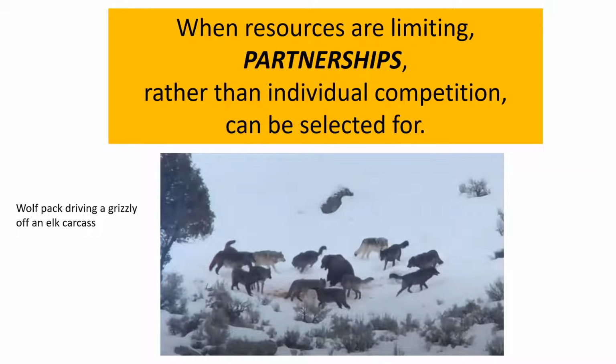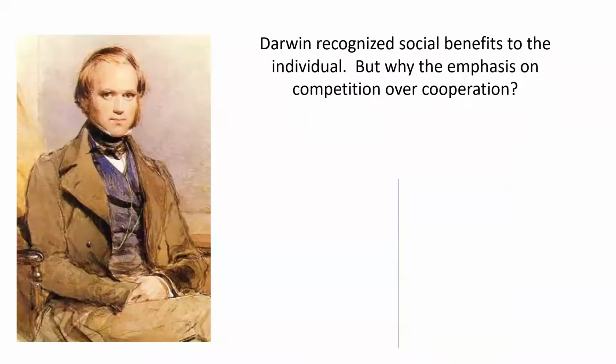We've got a grizzly here, and that grizzly is going to be driven off that elk carcass by this pack of wolves. Darwin recognized the social benefits that are attributed to individuals. He wrote books on the evolution of sociality, the benefits to individuals of being in a society. But why was there such an emphasis for him on competition among individuals as the driving force for evolutionary innovation, as opposed to cooperation?